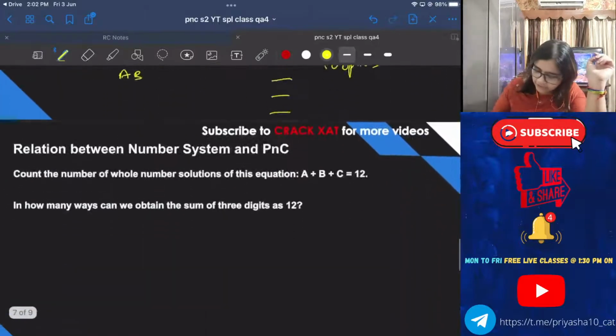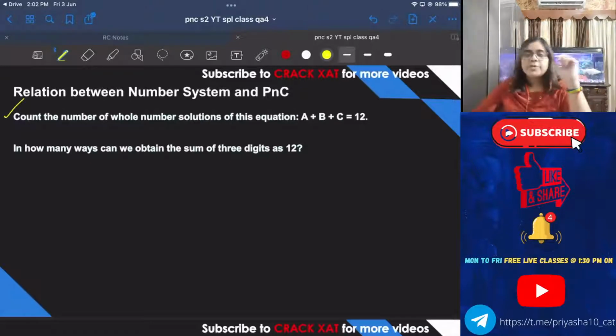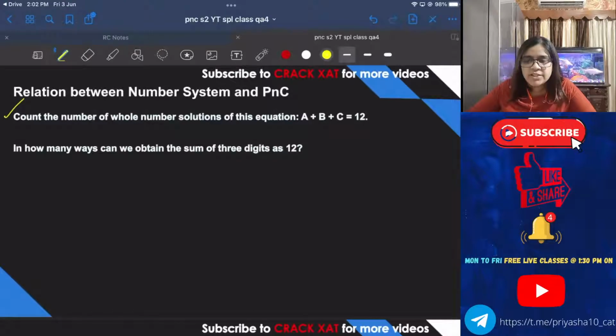Okay, so have a look over here. Look at the question number 1, I mean the first line ticked in yellow color. Count the number of whole number solutions of this equation a plus b plus c is equals to 12. मुझे बताओ ये कौन से चैप्टर का क्वेश्चन है? Which chapter does this question belongs to?